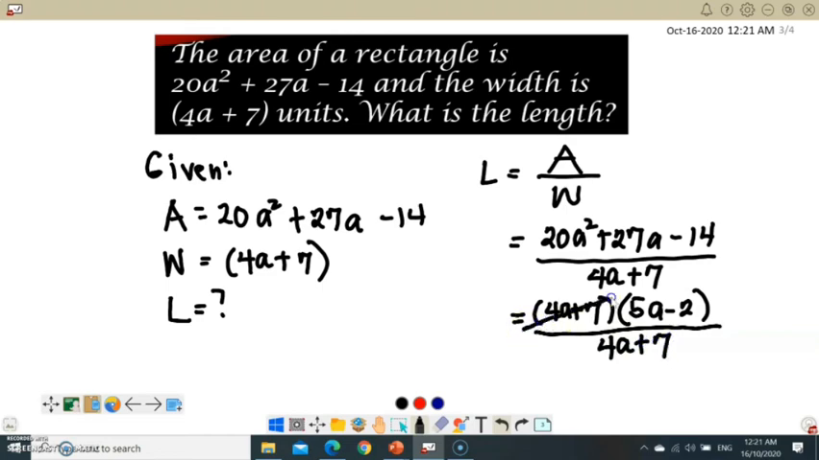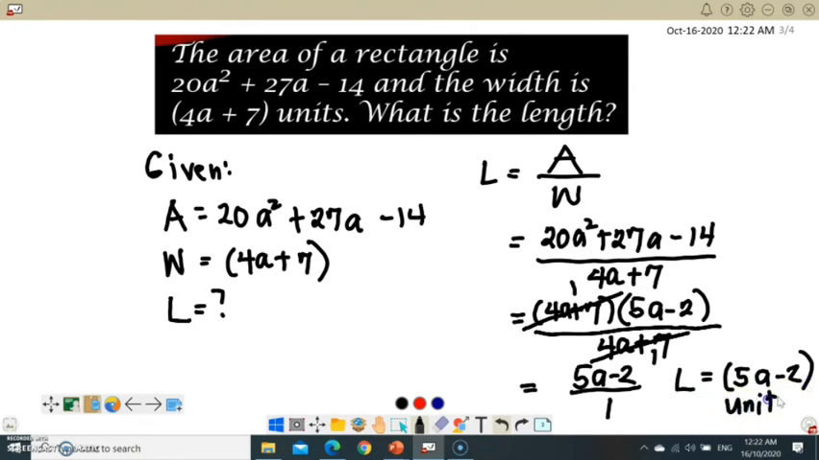So we cancel 4a plus 7 and 4a plus 7. So what is left here is 1 and 1. 1 times 5a minus 2 is 5a minus 2 over what is left there, 1. So our length now is equal to 5a minus 2 units. There. So as easy as that. See? Okay, let's have the last example.